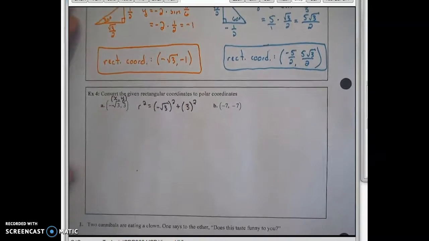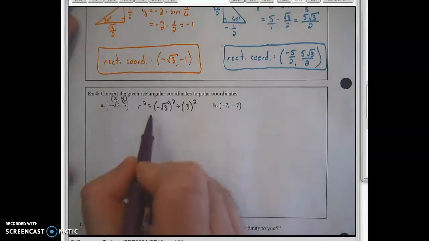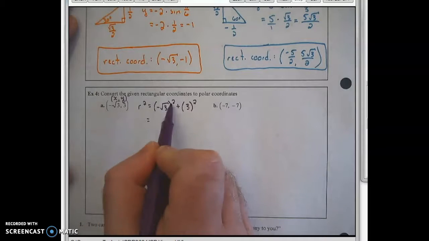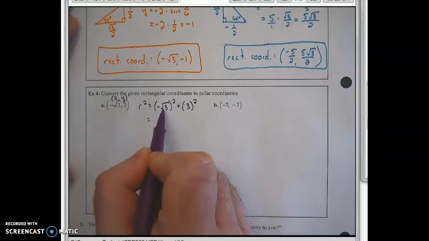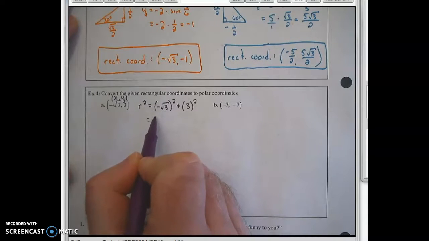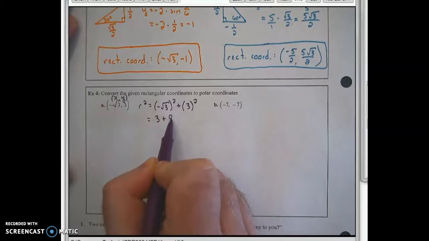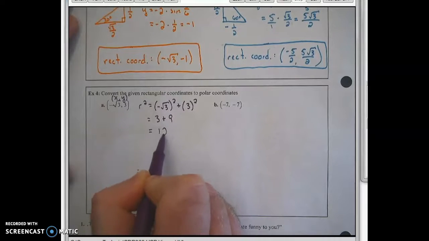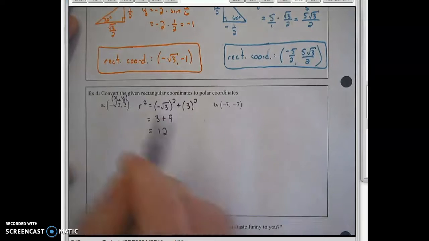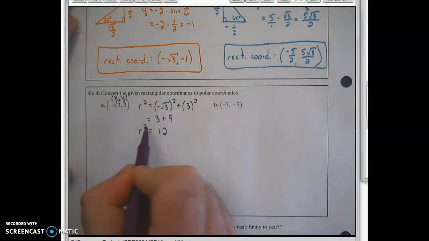Notice I put my parentheses around it to remind myself when you square a negative, it's going to become positive. So let's see, negative root 3, so the negative is going to square out, that's gone. Square root of 3 times square root of 3 is 3. Plus 3 squared is 9. 3 plus 9 is 12. Why isn't 12 my radius? That's because this is still r squared.